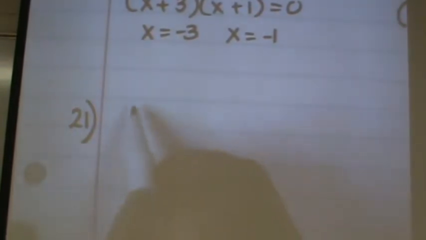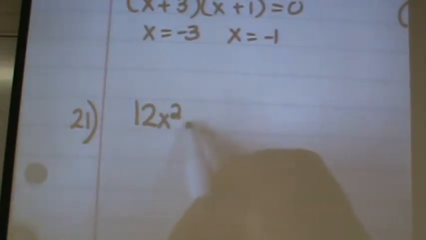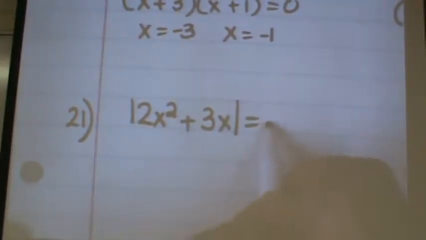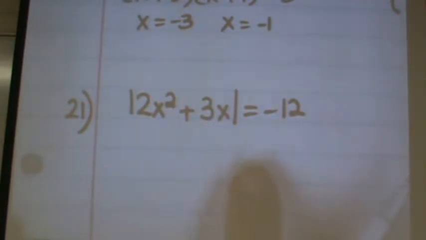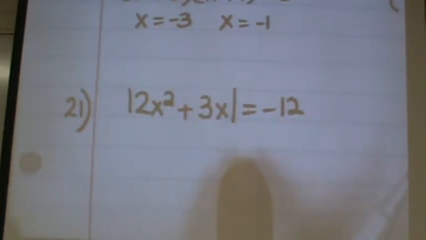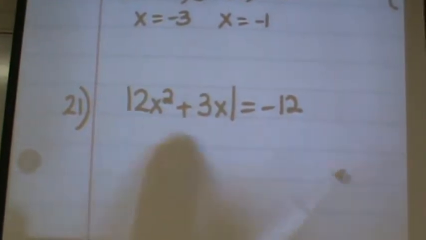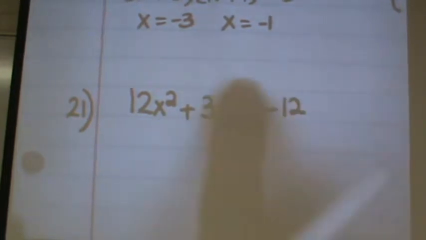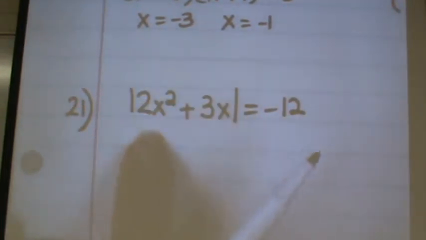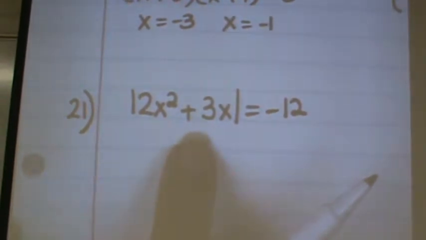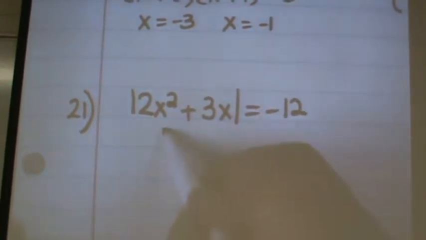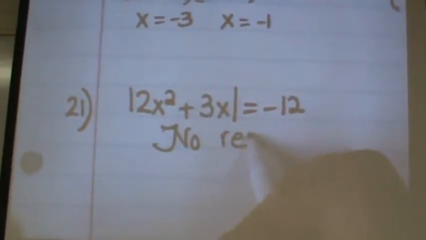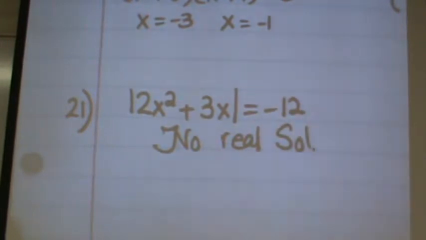Question 21 is asking you, they give you the absolute value of 2x squared plus 3x equals negative 2. They want you to explain why there are no real numbers that satisfy this equation. And the reason there's no way you're going to be able to find a number to solve for x to be true for this equation is because when you take the absolute value of any number, no matter what, it's going to come out positive. And a positive number will never equal a negative number, so there are no real solutions. No real solutions to this problem.